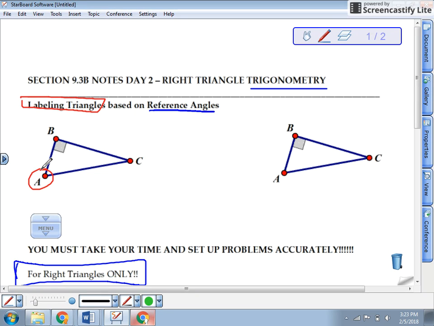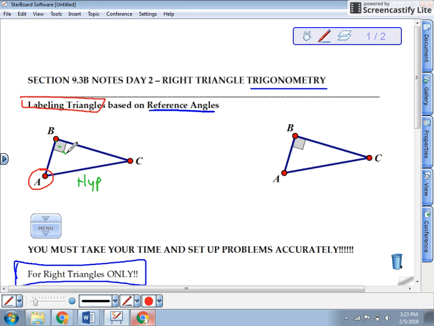The first part we always want to label is the hypotenuse. We know this side is the hypotenuse because it's opposite of that 90-degree angle. Then we've got to label the legs, which we already know what the legs of a triangle are, but we have to be able to distinguish them. We're not going to say short leg and long leg. We're going to say opposite leg and adjacent.